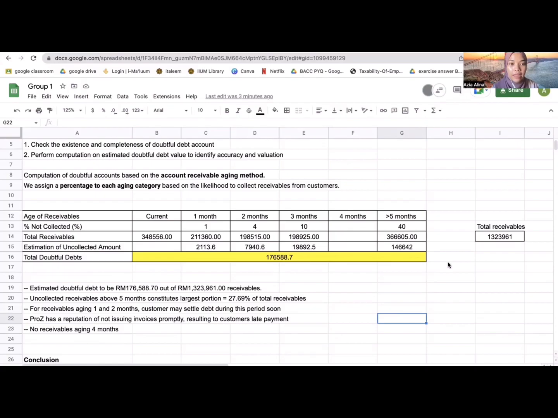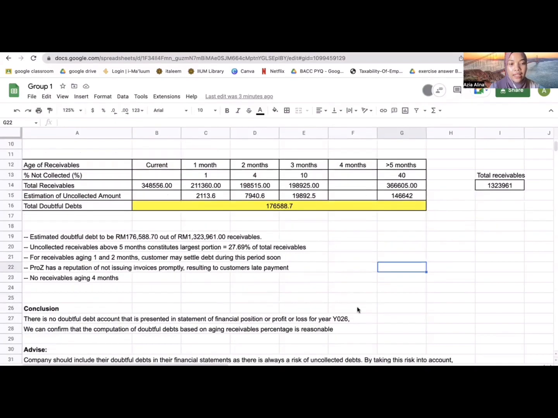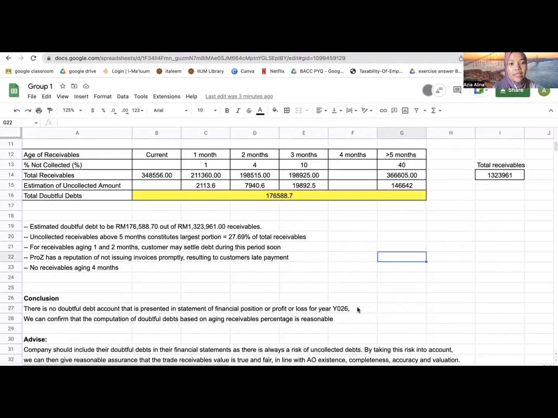Then we multiply the percentage of not being collected with the total receivables, and we have the total doubtful debt amounted to 176,588 ringgit and 70 cents. The estimated doubtful debt is that amount out of around 1,300,000 of receivables.